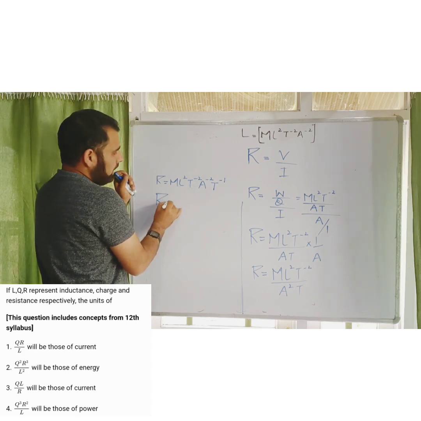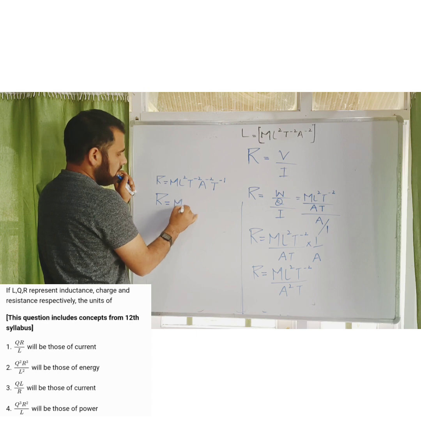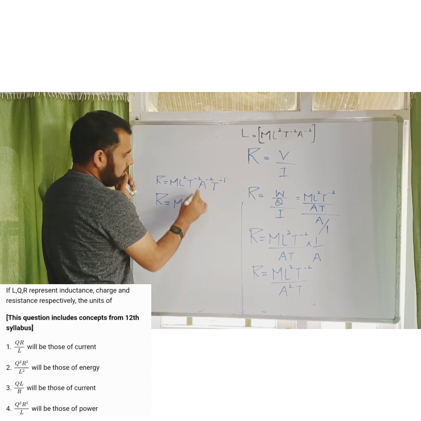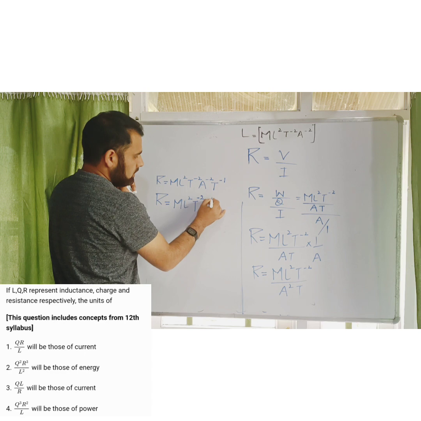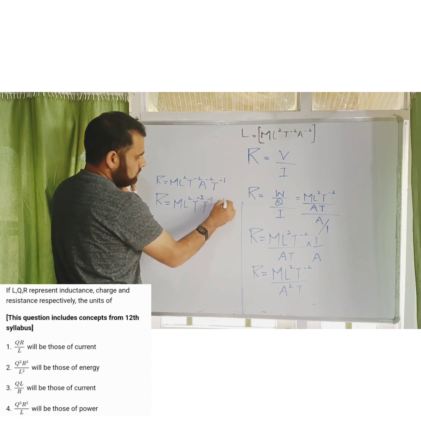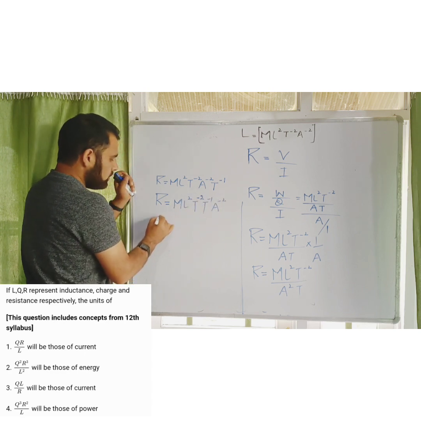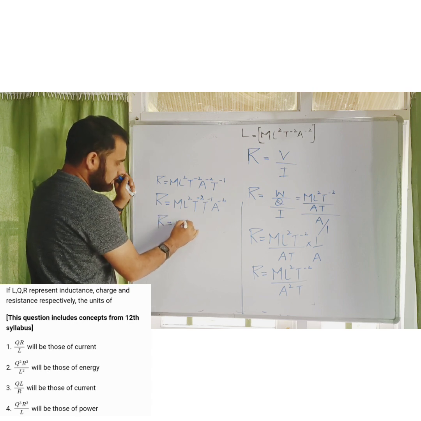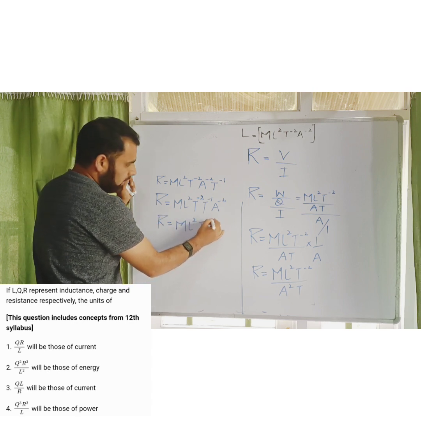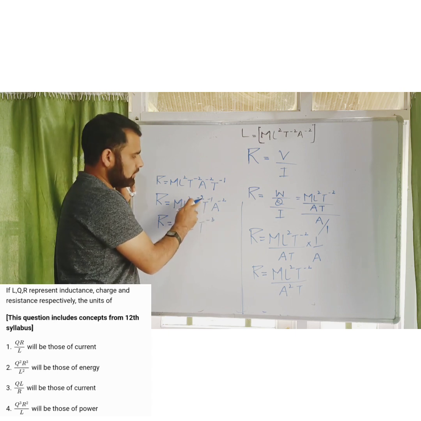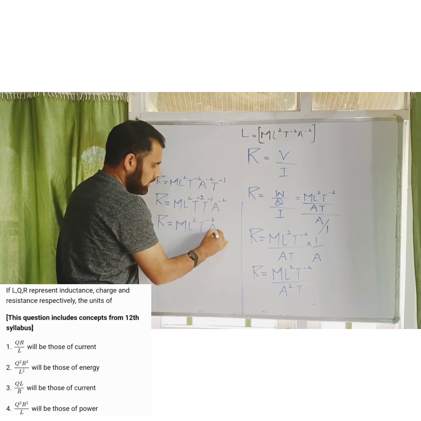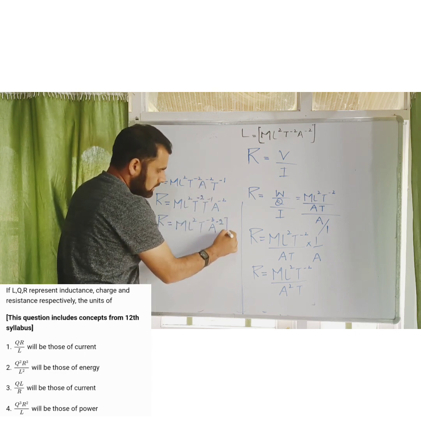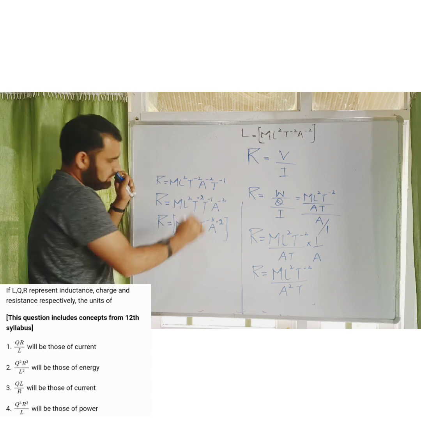Now R is equal to ML²T⁻² into T⁻¹ into A⁻². Here bases are the same, so powers are added. So the dimensional formula for resistance is ML²T^(-2-1). Bases are the same, powers are added, so minus 2 minus 1 is minus 3, into A raised to the power minus 2. This is the dimensional formula of resistance.